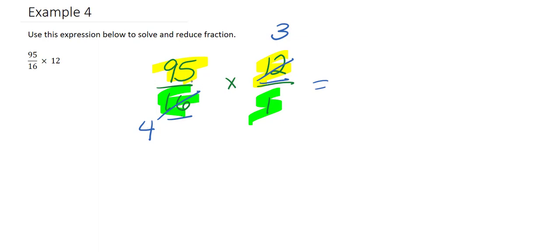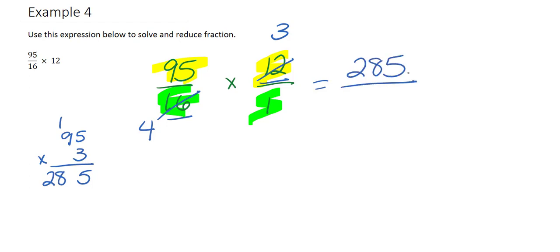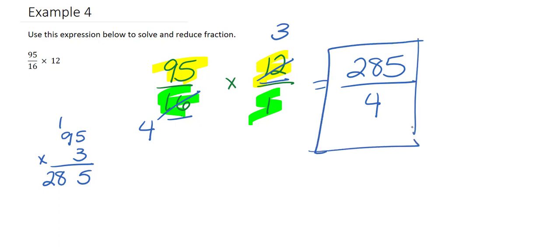So now we have 95 times 3. Let's do that on the side. 5 times 3 is 15. Bring over the 1. 3 times 9, 27 plus 1 is 28. Now we have 4 times 1. Well, that's just 4. And because the top can't be divided by 2 because it's not an even number, we know that this is a final answer for this.